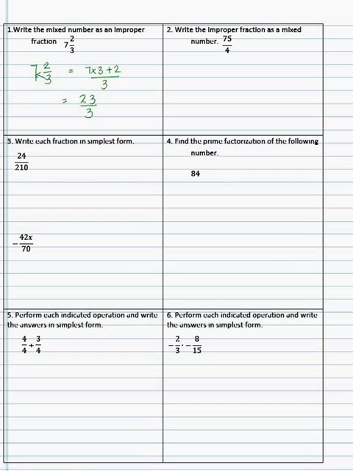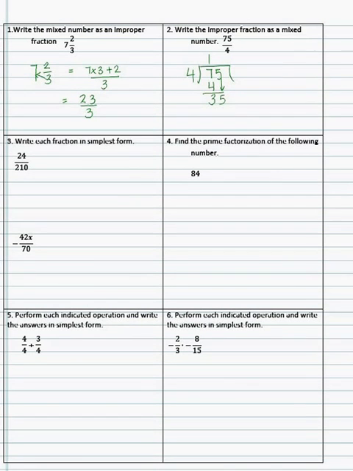Change or write the improper fraction as a mixed number. Now how do I do that? I'm going to divide 75 by 4. Now I could do it so many different ways. I could see how many times 4 goes into 75, but I'm going to break it down for you. The first thing I'm going to check is 4 goes into 7 how many times? Only once. So 1 times 4 is 4. The remainder is 3. I bring down the 5.